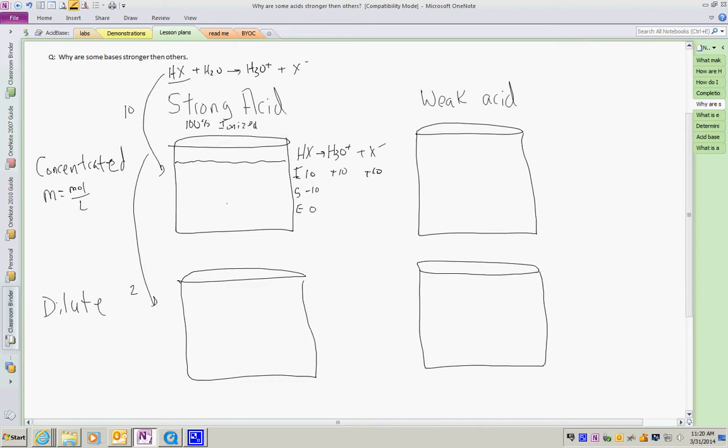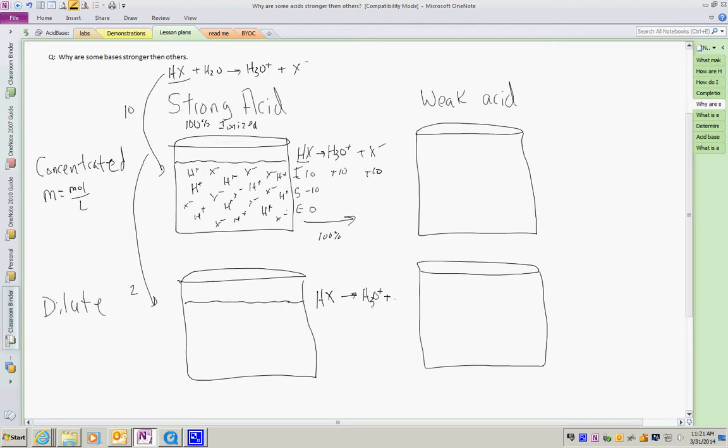Before picture would have a whole bunch of just HXs. After picture would be H plus, 2, 3, 4, 5, 6, 7, 8, 9, and 10. And of course, I would also have 1, 2, 3, 4, 5, 6, 7, 8, 9, 10 X negatives. The X negative at this point isn't really affecting the acidity of our solution. It's simply the H pluses, and there's lots of them. 100% to products.